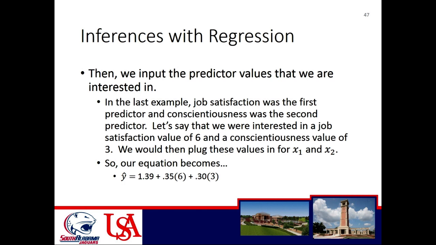So then our equation becomes y hat equals 1.39. That stays the same. We never multiply the intercept by anything. So it would be y hat equals 1.39 plus 0.35 times 6, because we're plugging in 6 for job satisfaction, plus 0.30 times 3, because we're plugging in 3 for conscientiousness. That's what our prediction equation becomes, and that's what we have to solve to figure out our predicted value of our outcome given the specified values of our predictors.